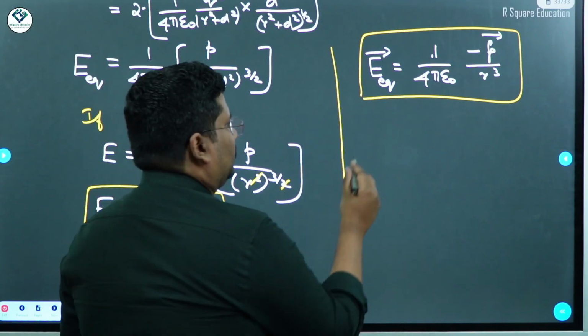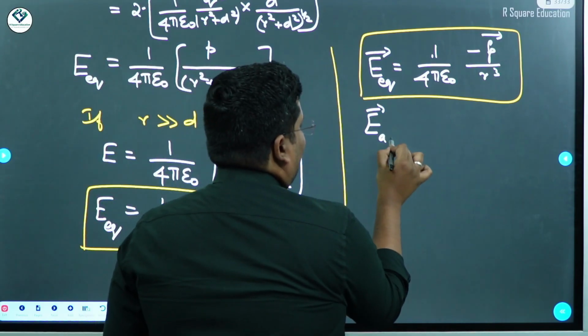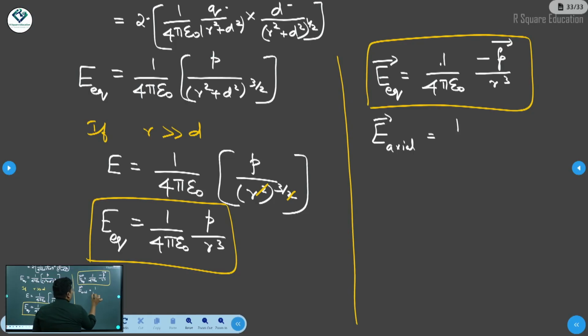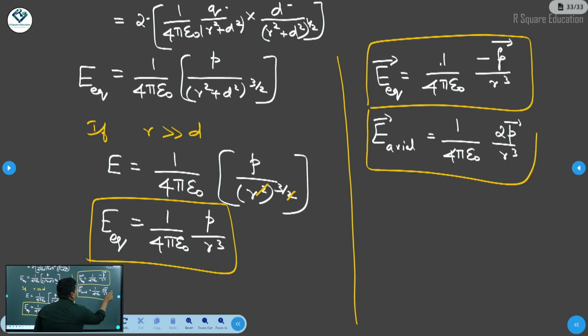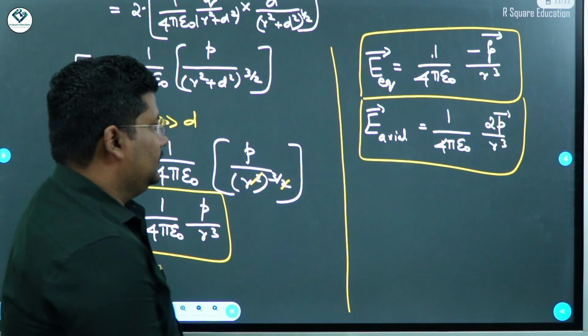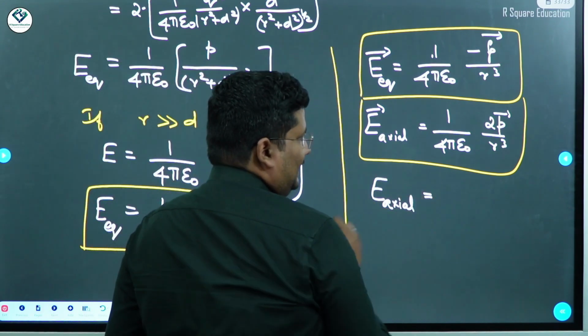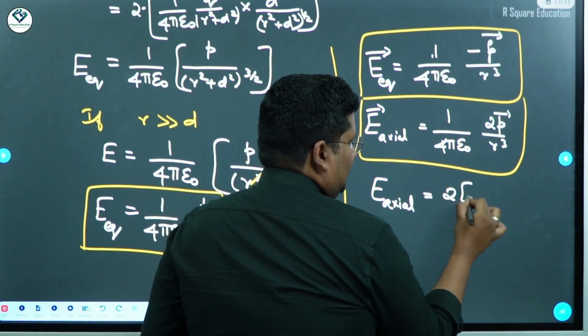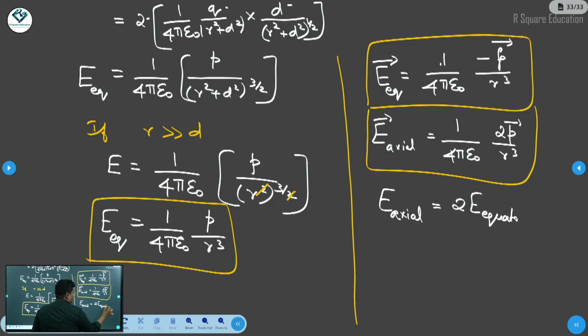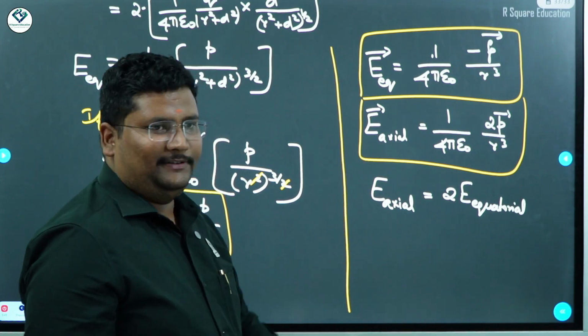Okay, for axial point what did we find? E vector axial was what? 1 by 4 pi epsilon naught 2p vector by r cube. By comparing these two equations, what can we arrive at? Can I say E axial, magnitude alone, okay? Can I say E axial is 2 times E equatorial? Yes, or otherwise you can take equatorial as half of that of axial.